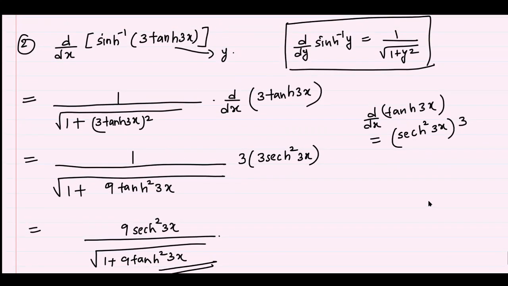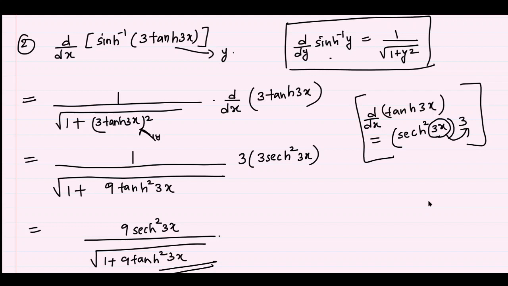So here, if you want, you can use the chain rule also. What I did is first we find the derivative of sinh inverse. So sinh inverse of y is 1 by root of 1 plus y square. Instead of y we have 3 tanh 3x. Since it is a composite function, again we have to differentiate this with respect to x. So the derivative of 3 tanh 3x: 3 is taken outside, so we have to find d by dx of tanh 3x. The derivative of tanh is sech square 3x. Again here you have a composite function, you have to multiply by its derivative. So the derivative of 3x is 3.